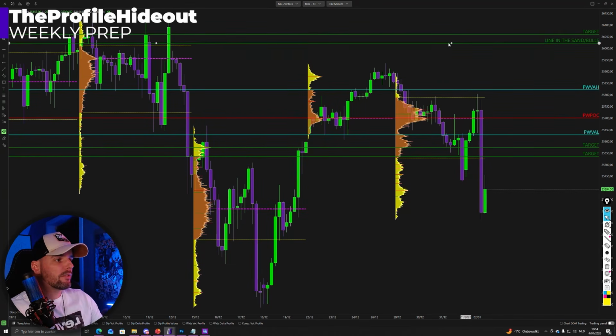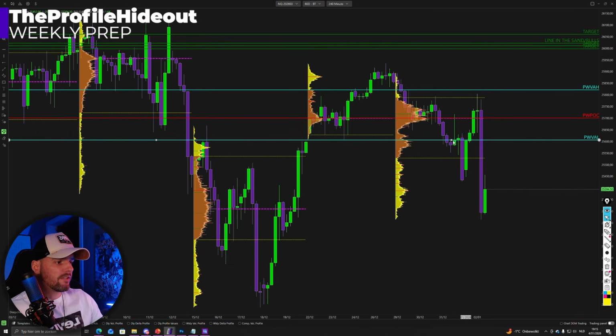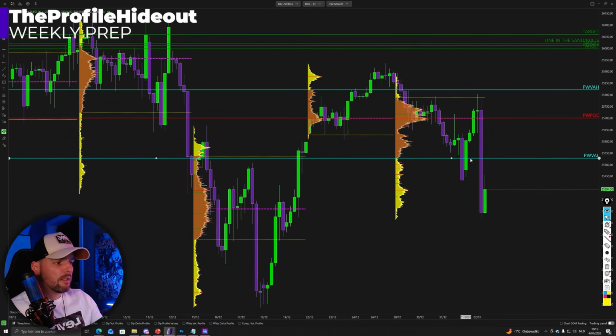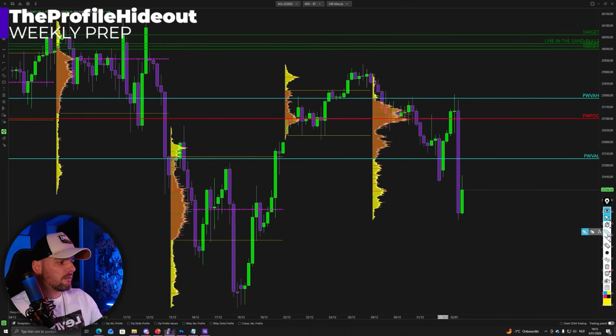First of all, I'm just gonna drop those levels out of my screen. So very easy thing to do initially is to mark out the prior weekly highs and lows. So the weekly value area low there, the weekly point of control, and then the weekly value area high. Very easy to do. And also very easy. These levels alone are very powerful.